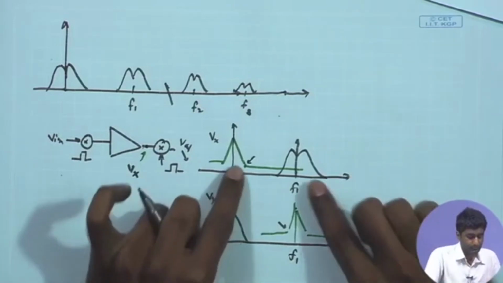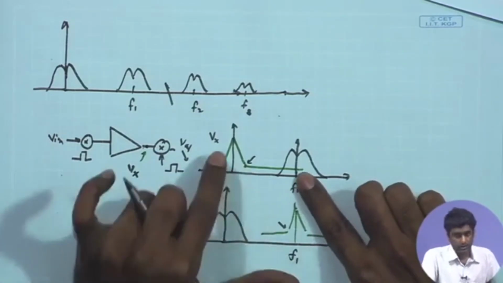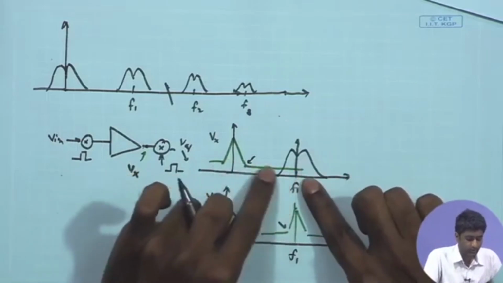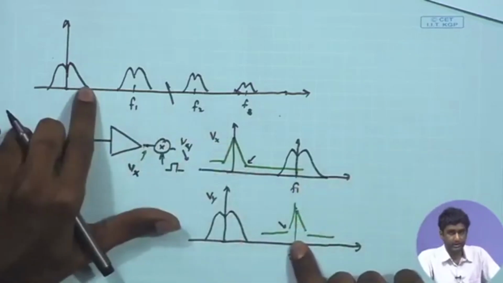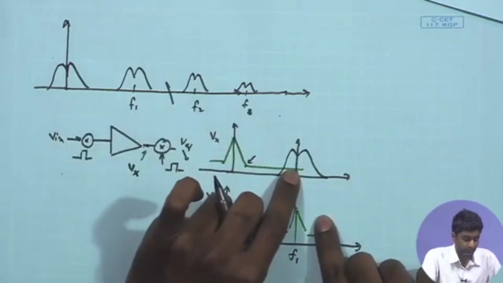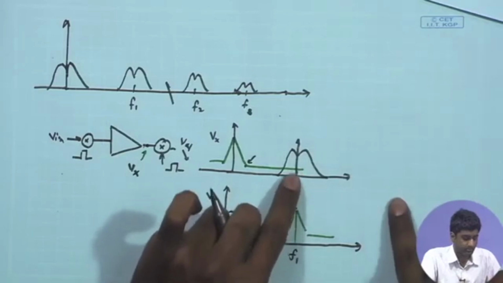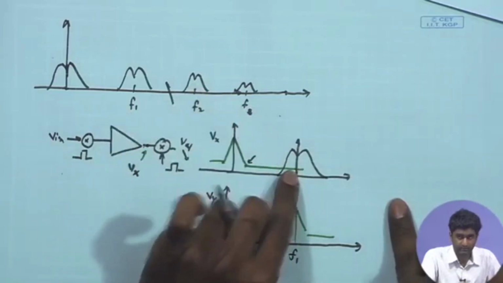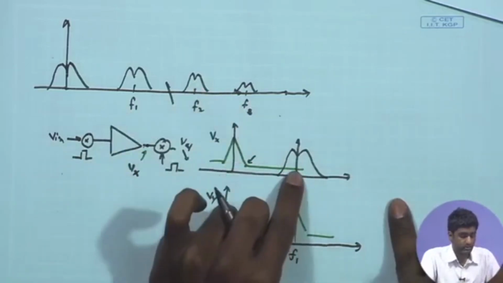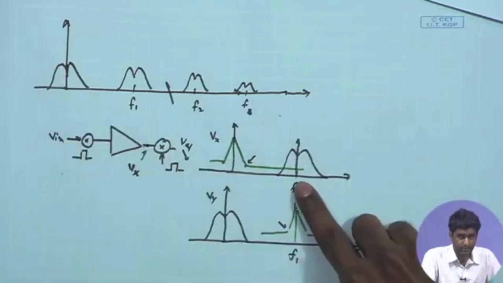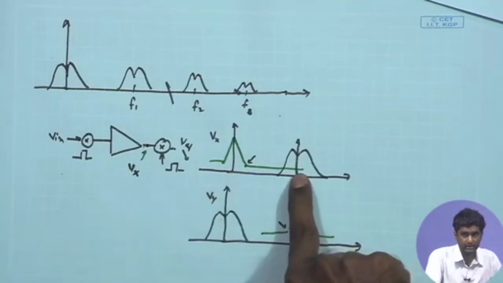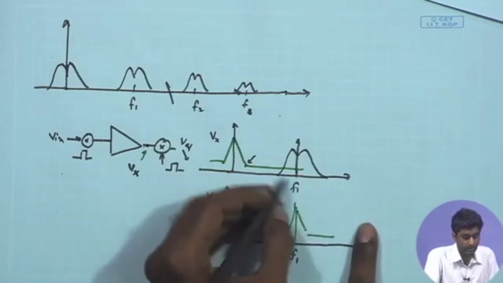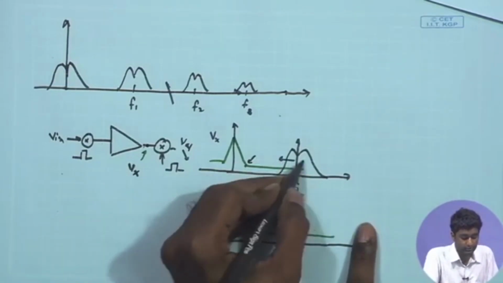So, in general the choice of f1 is at least 3 to 4 times this corner frequency. If your corner frequency is 10 hertz, I would like to keep this f1 at least 4 or 5 times the corner frequency. A safer limit is 10 times, so that you can have an order of magnitude difference between the corner frequency and the center frequency of the shifted signal, and of course, it depends upon the bandwidth also.